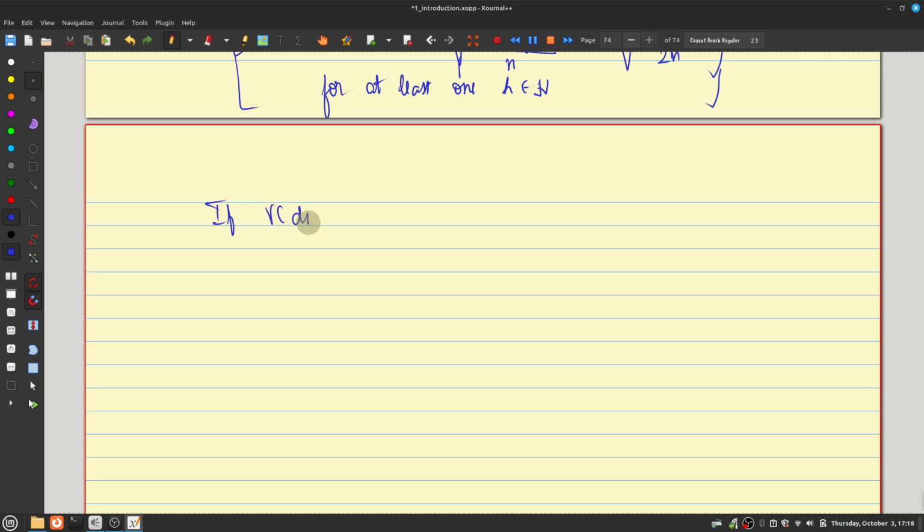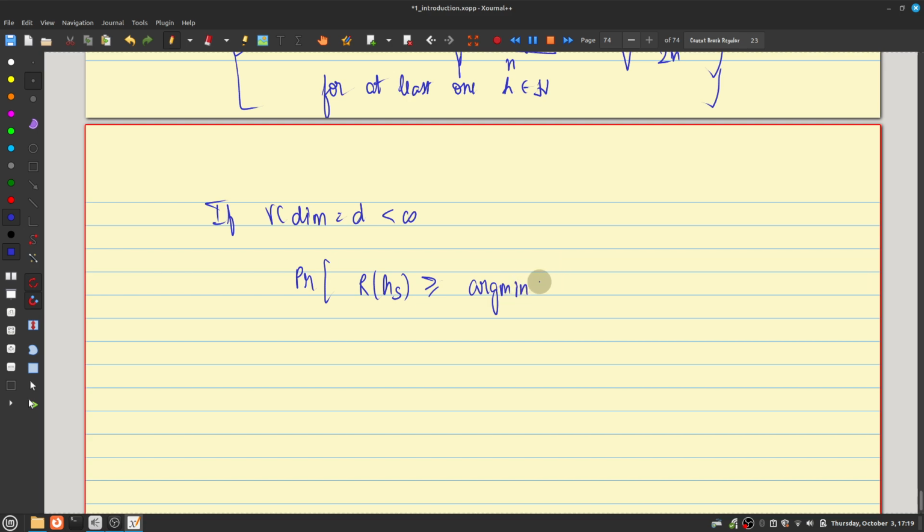So if the VC dimension is D, which is finite, and you use ERM, then the probability that the generalization error is greater than the min of R of h over all the hypotheses in your class plus some epsilon is less than or equal to delta, as long as n is at least the sample complexity for epsilon and delta.